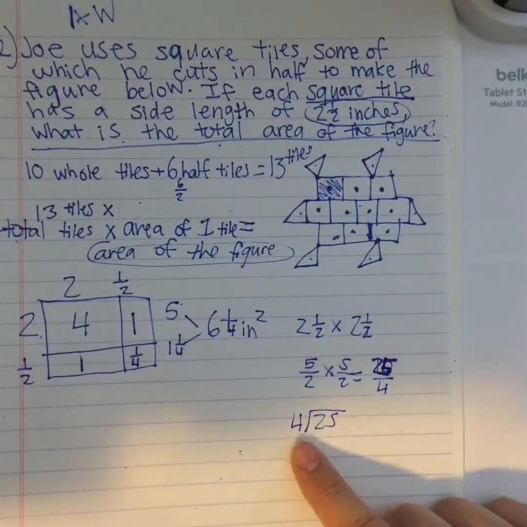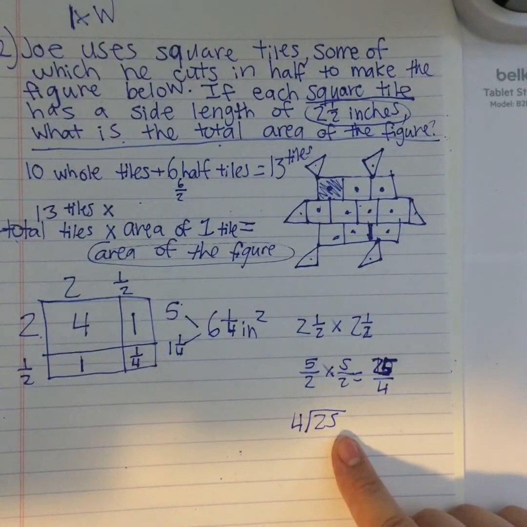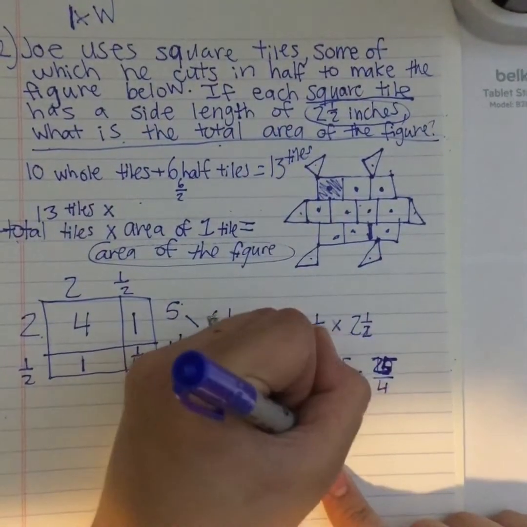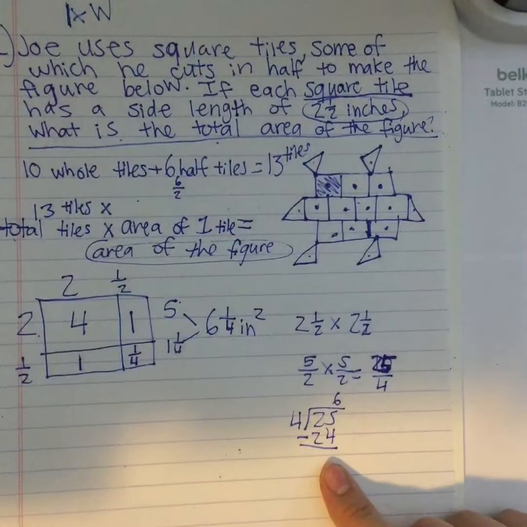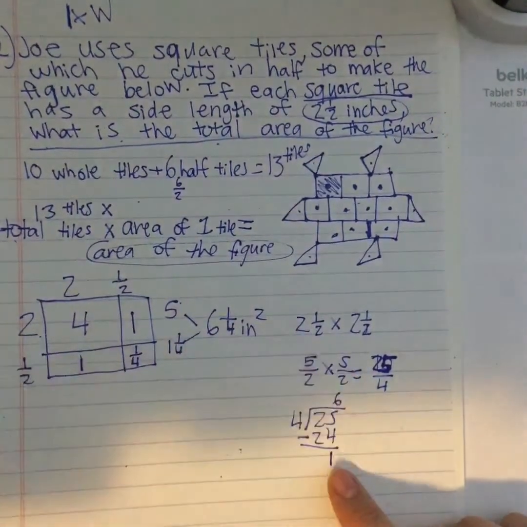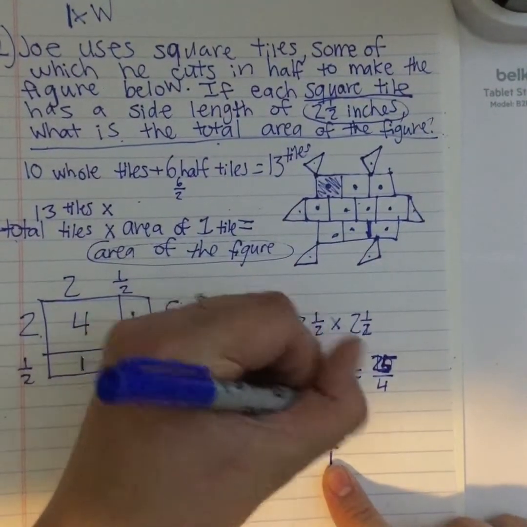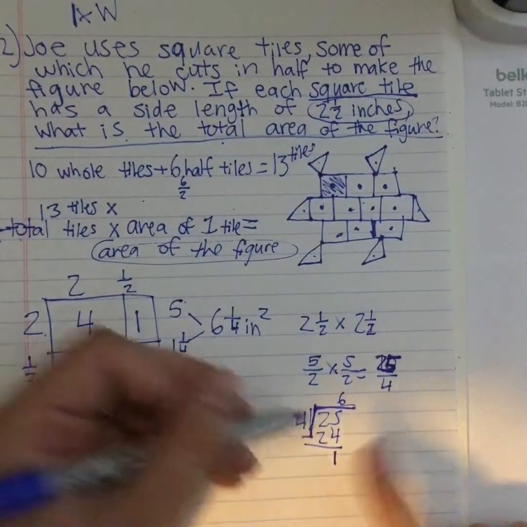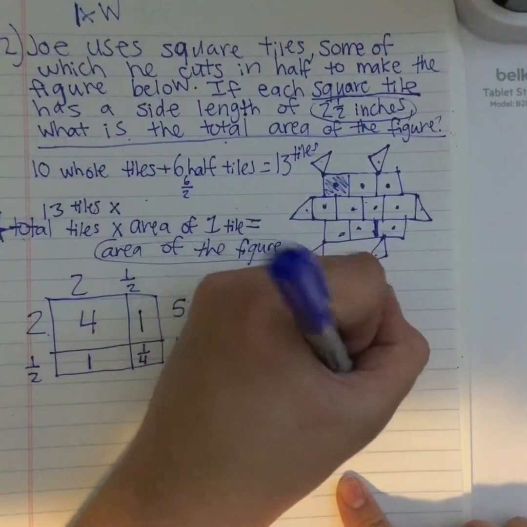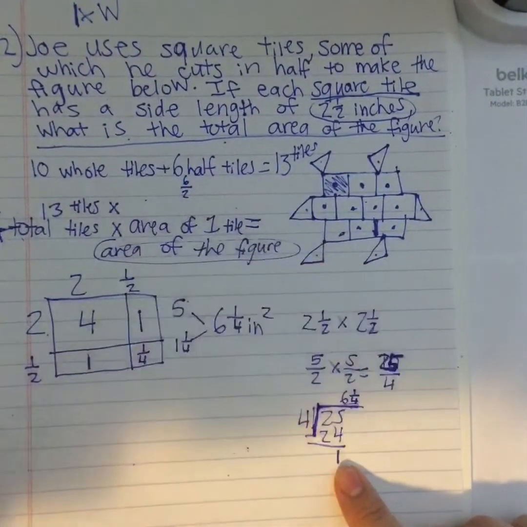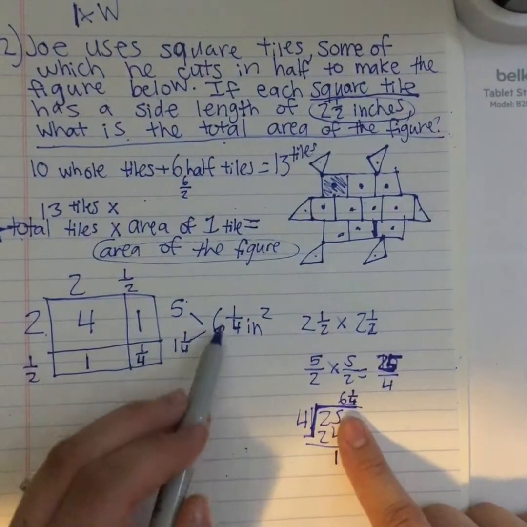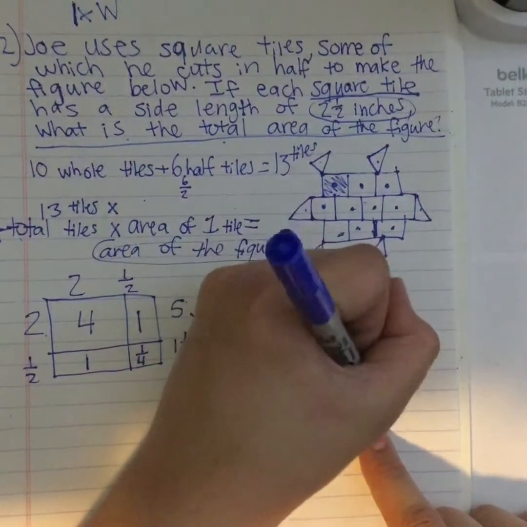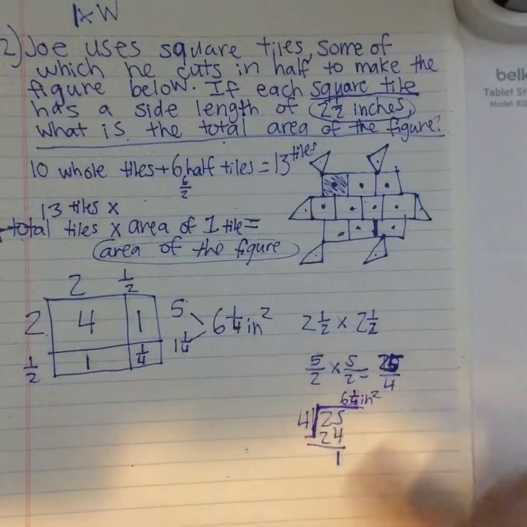4 can't go into 2, but 4 can go into 25. It can go in there 6 times. 6 times 4 is 24. 25 minus 24 equals 1. That 1 is still being divided. Remember, fractions are just division. That 1 is still being divided by 4. So it still ends up with 6 1/4 inches squared.